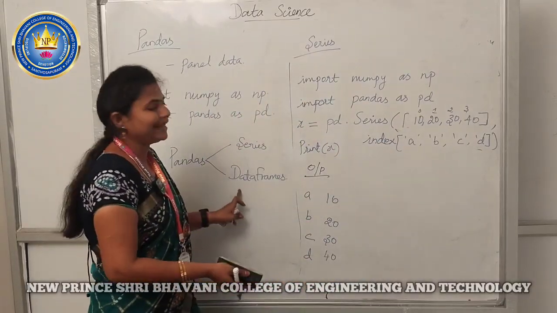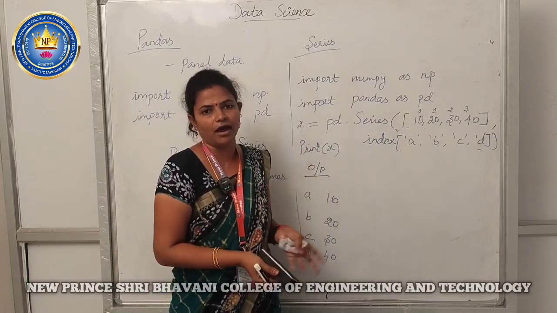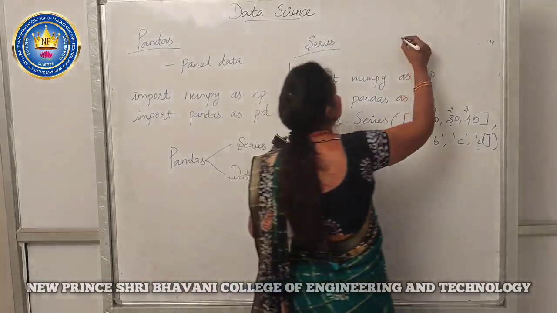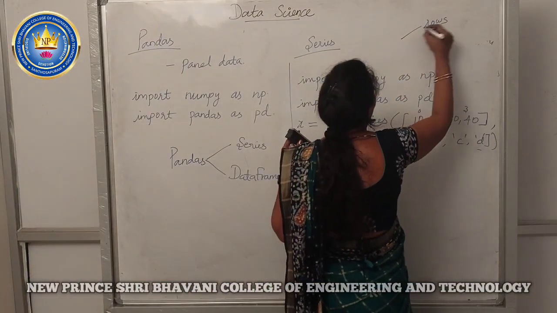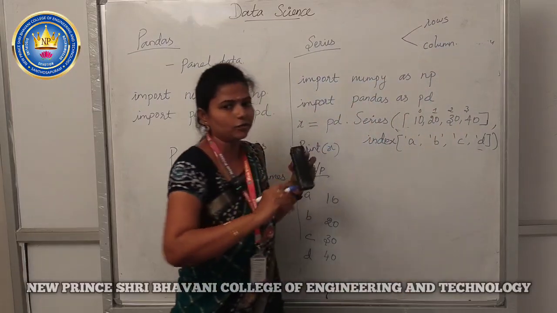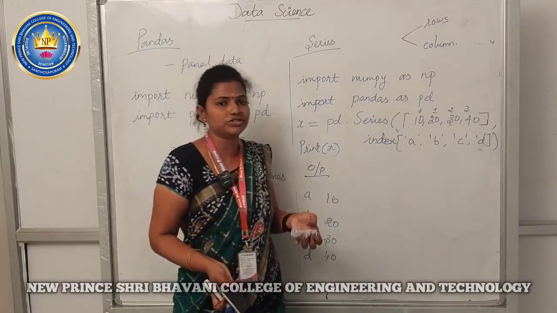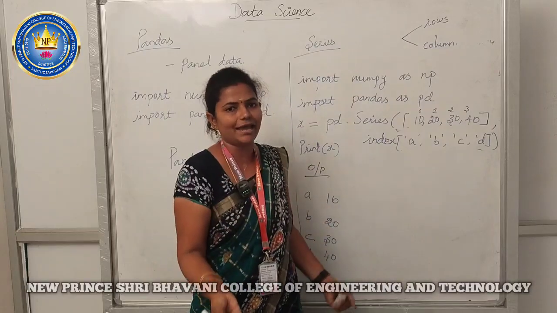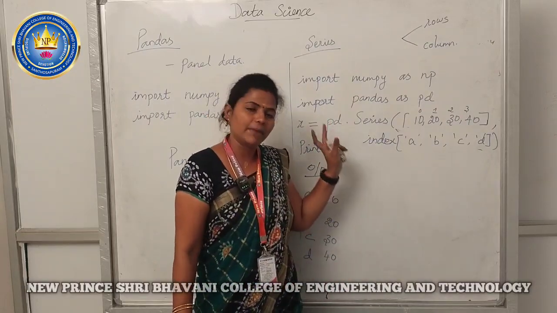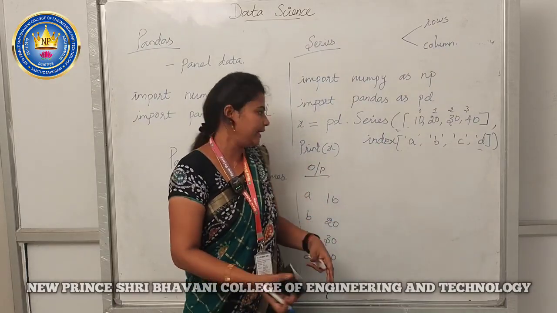Next one, DataFrame. A DataFrame is nothing but a multi-dimensional array. You already know multi-dimensional is nothing but rows as well as columns. We have to mention all the rows as well as columns, and the values are heterogeneous. In series only one data type is supported, but in a DataFrame it can have different data types.